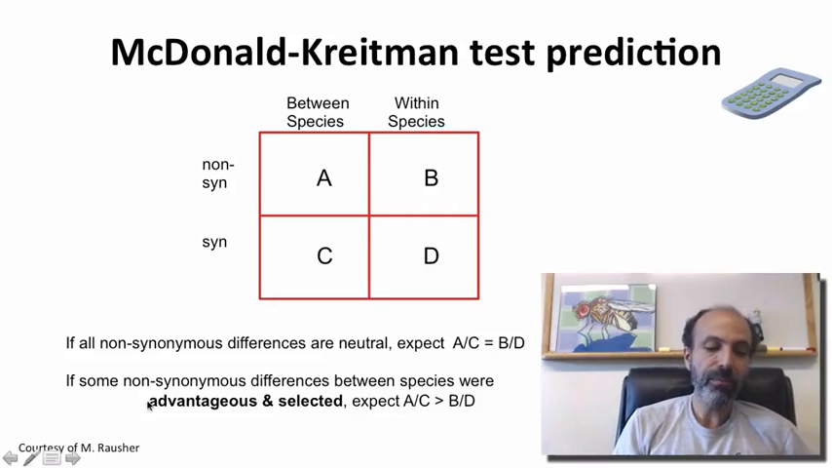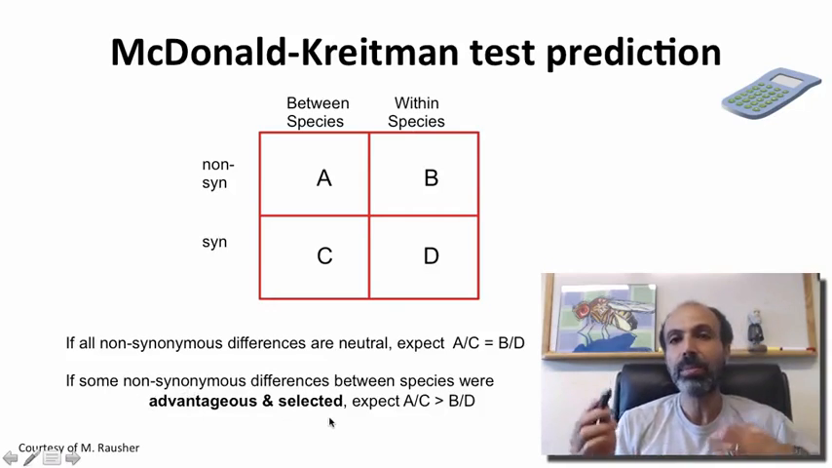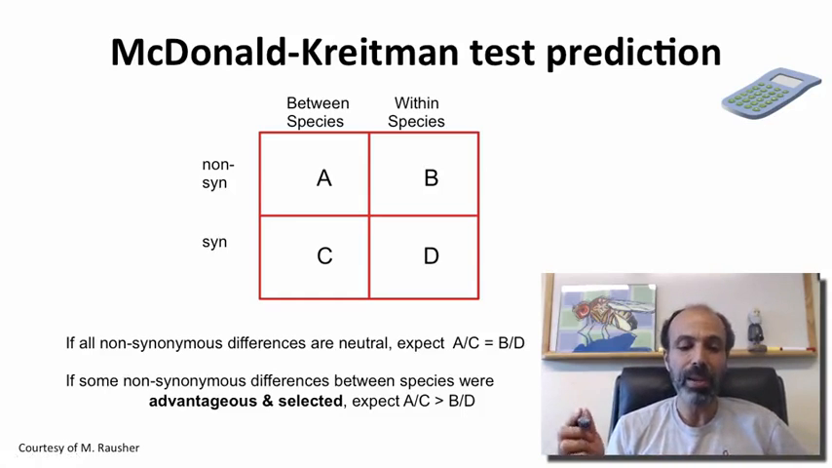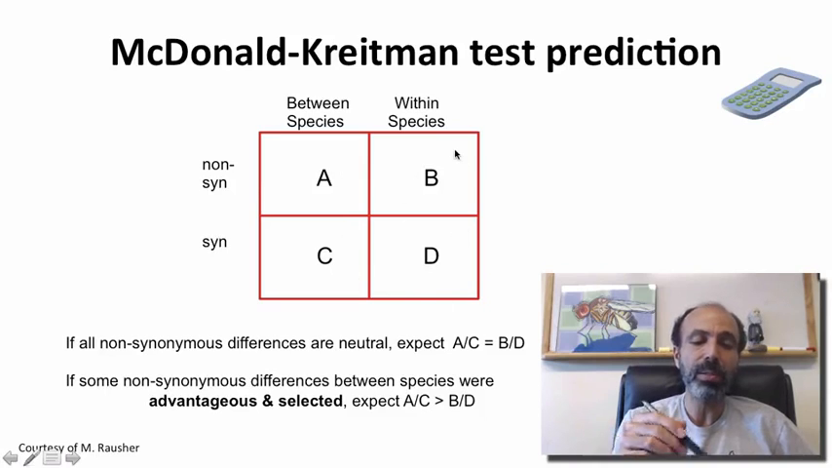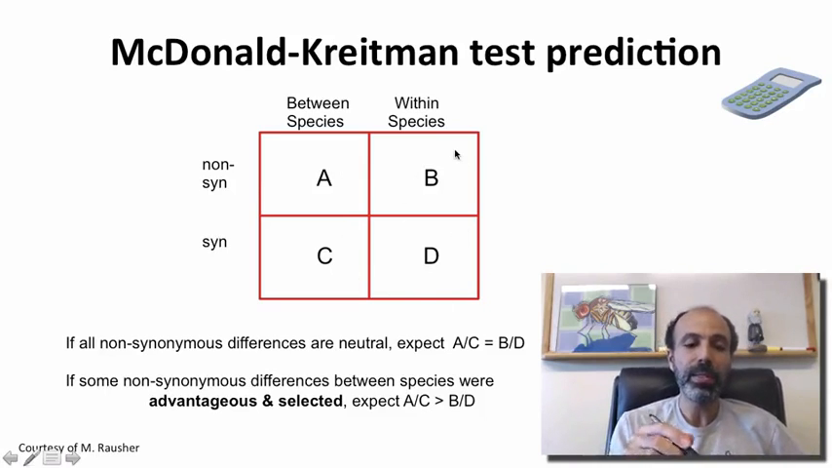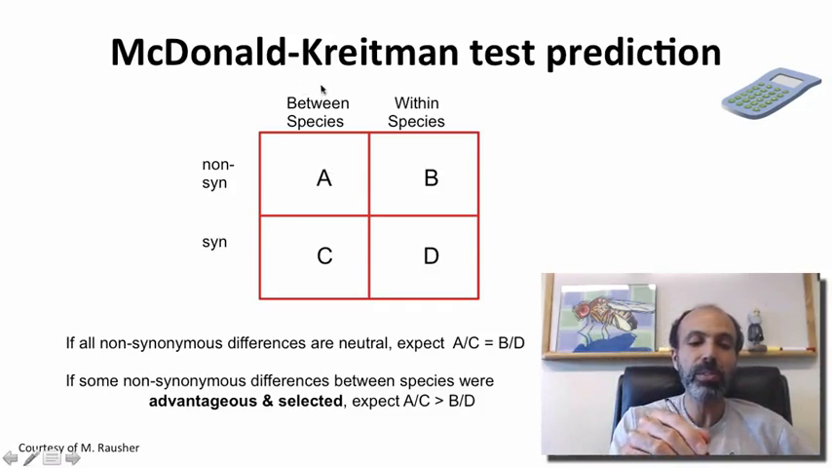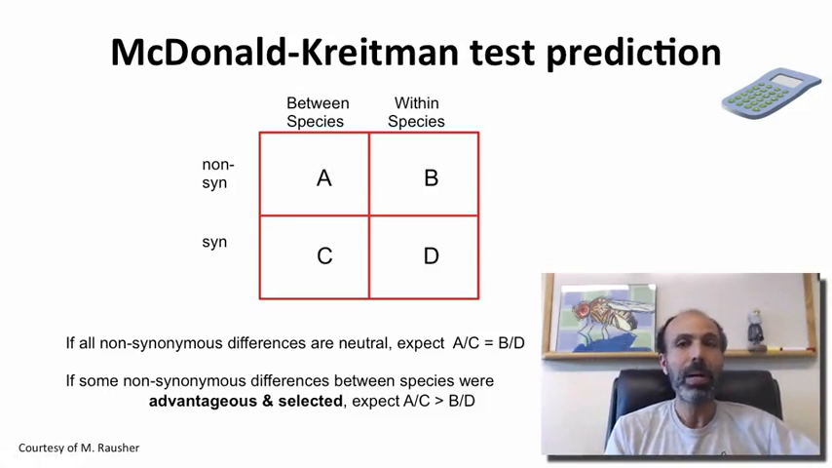In contrast, if some, or especially if there's a lot, of non-synonymous differences between species that were advantageous and selected, let's say something helped us humans be able to digest things that are unique to our diet better, then this ratio should be greater than this ratio. That the A over C should be greater than B over D. Okay? That what's happened then is these differences will have spread within humans. They are changing the amino acid variation. Since they spread within humans, they are now a between species difference. They're not something that's neutral, that's just kind of hanging out in the population.